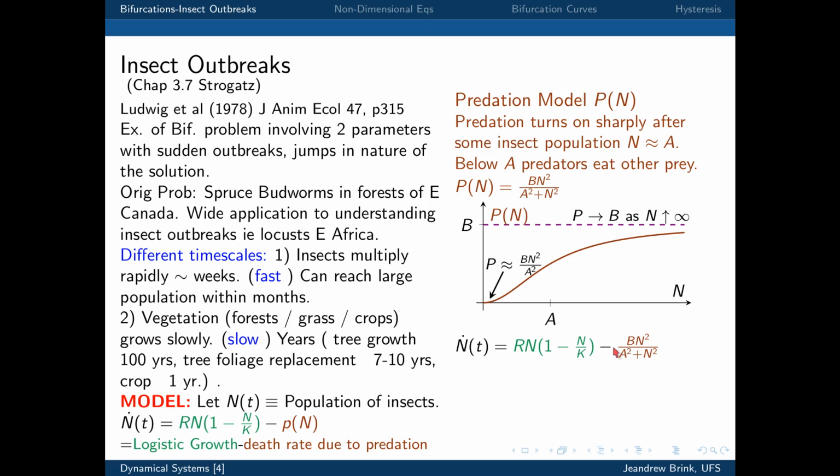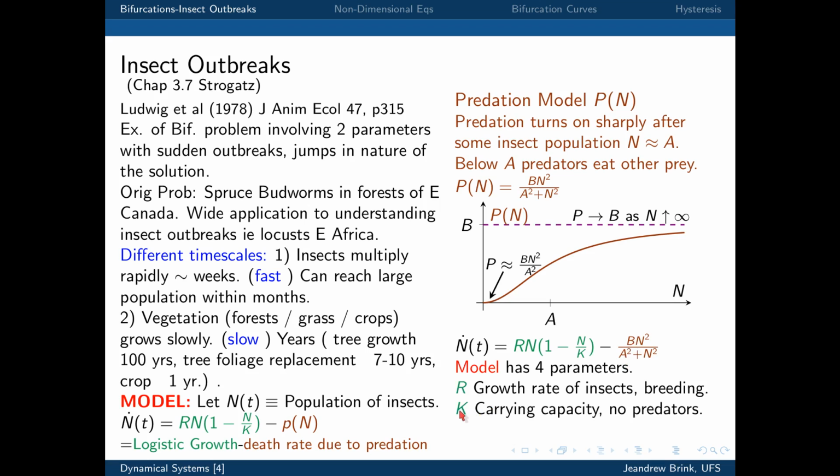Okay, so there we go. We now have our full model, and this model has 4 parameters. It's basically r, the growth rate, K, the carrying capacity, and then the 2 parameters that go into the predation, namely the maximum rate at which the birds can eat the budworms and the point at which they actually start eating them. Okay, so there we have it. r is the growth rate, K is the carrying capacity. These are constants, and these 2 are basically assuming no predators. And A and B depend on the predators, in other words, the birds.